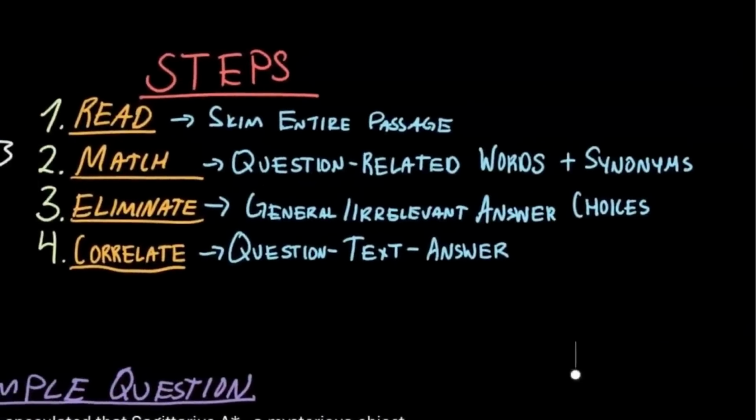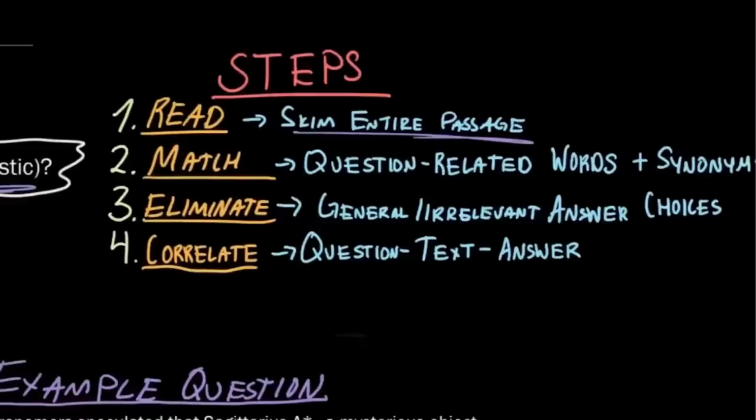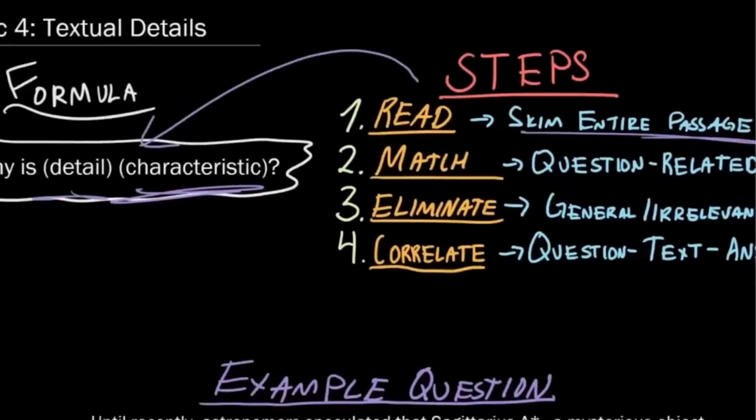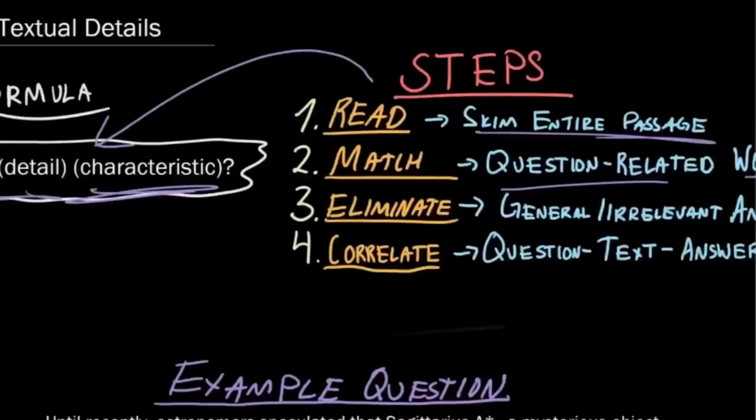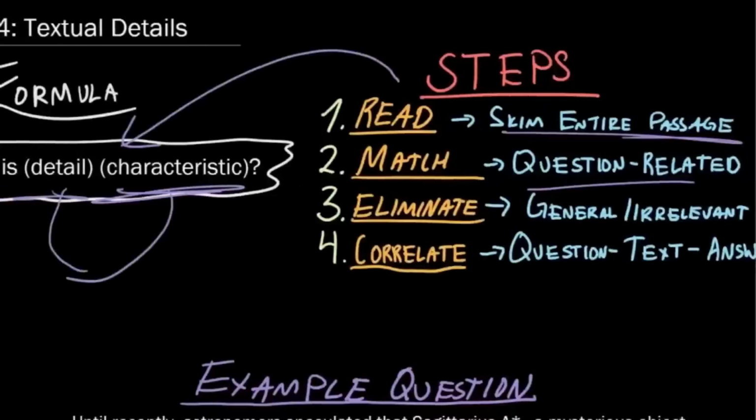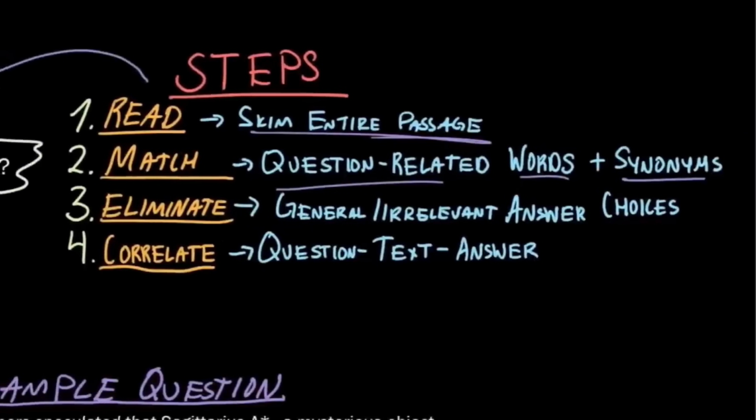Let's take a look at some steps on how we can solve these types of problems. First thing we want to do is skim the whole passage, especially the portions that may relate to the detail. Then we're going to match some question-related words and synonyms. So the question is going to have this detail, this characteristic. What are some synonyms of this characteristic that might pop up in the text? And then you want to match those. The next thing you want to do is eliminate something that's general, because we're looking for a detail here. We're not looking for a central or main idea. We're looking for information on a specific part of the text.